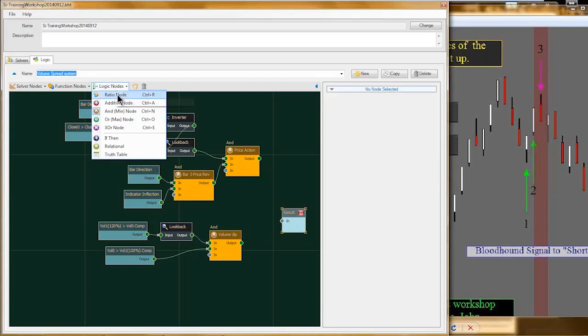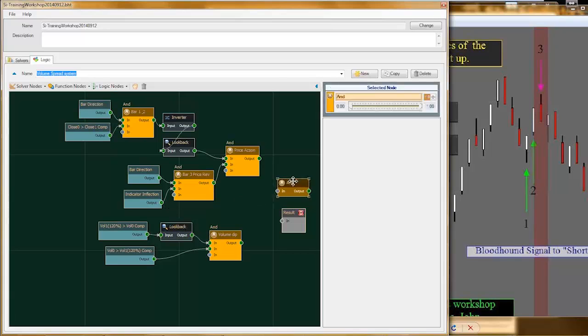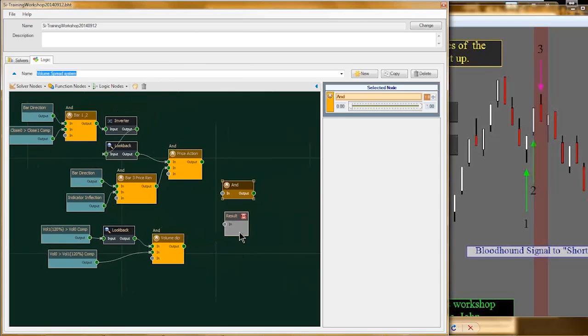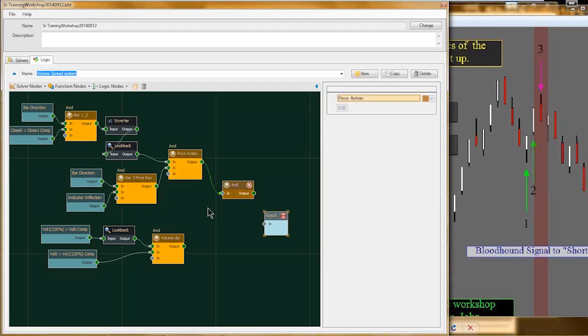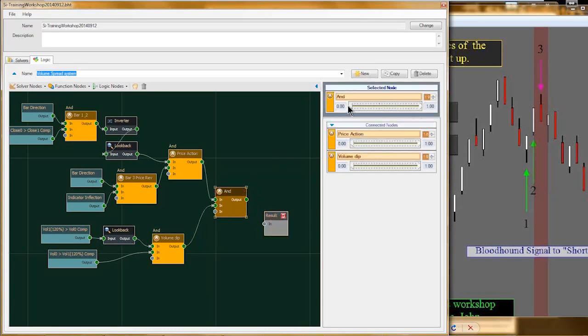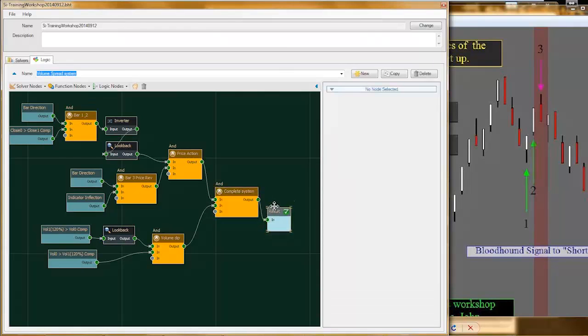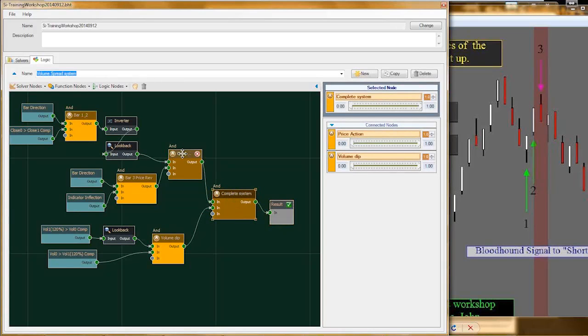And then the next thing to do is to join essentially these two sets of logic together. Naming your logic nodes here is kind of helpful to remind you what's going on in all this.